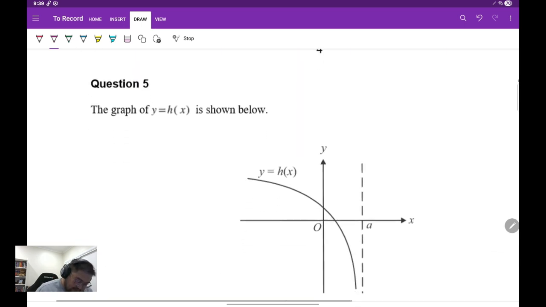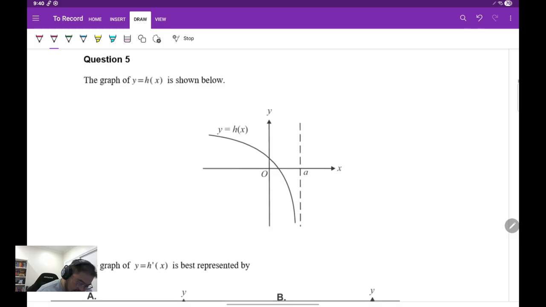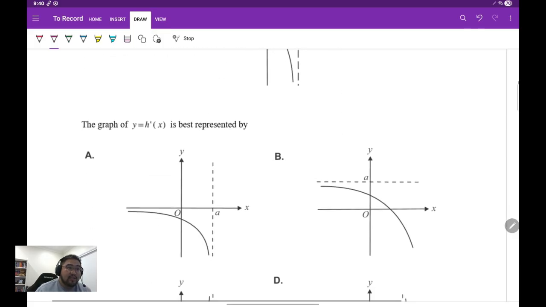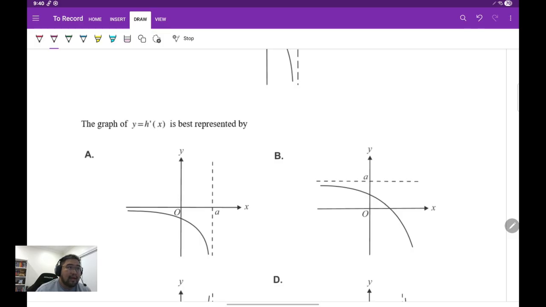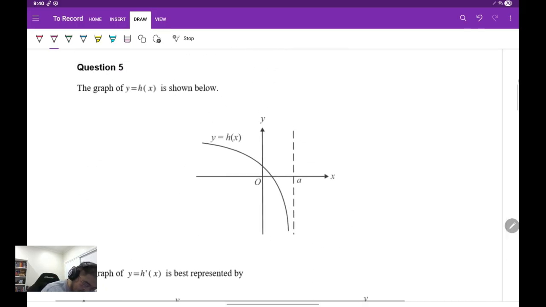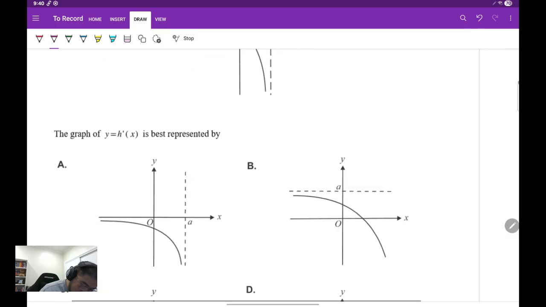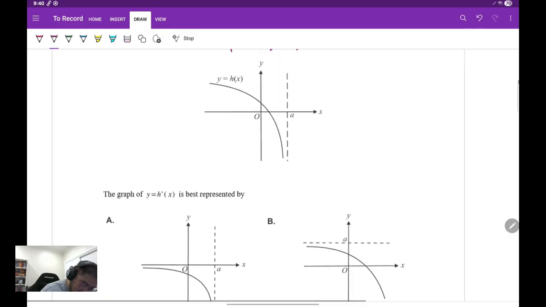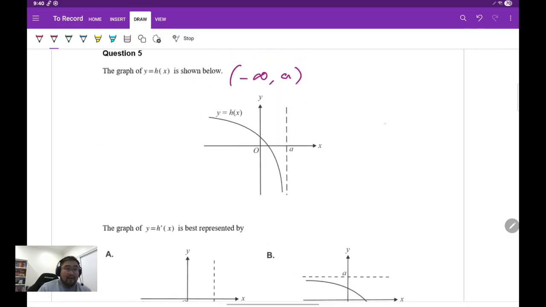All right, question 5. We've got the original graph and we're trying to find the gradient. So for this one, we should probably have a look at what the interval is defined over. In this case, we're defined from negative infinity to a. So that means all the graphs that have anything, I guess, from a to infinity will not be possible.